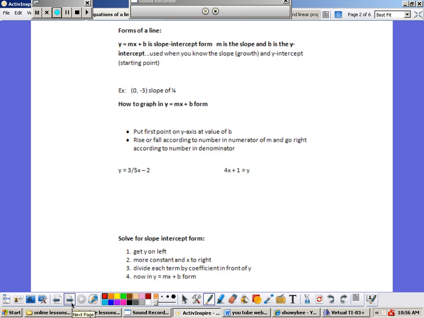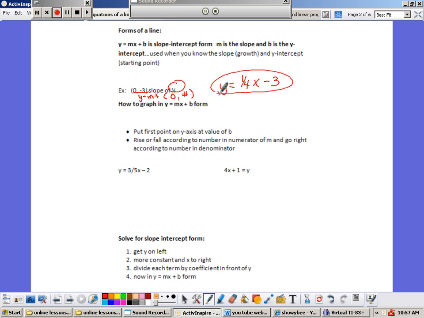Now, y equals mx plus b is what's called slope-intercept form. M is the slope and b is the y-intercept. It's used when you know the slope or the growth and the y-intercept or the starting point. So when I start with this one, this is the y-intercept. The y-intercept is always in the form of (0, some number). Okay, so that's my y-intercept. And I have a slope of 1/4. So y is equal to 1/4, that goes where the m is, x minus 3.